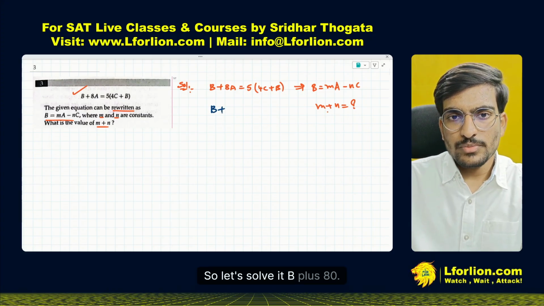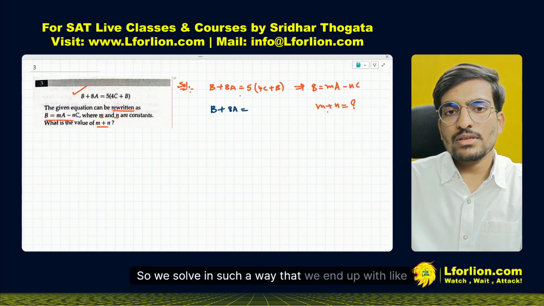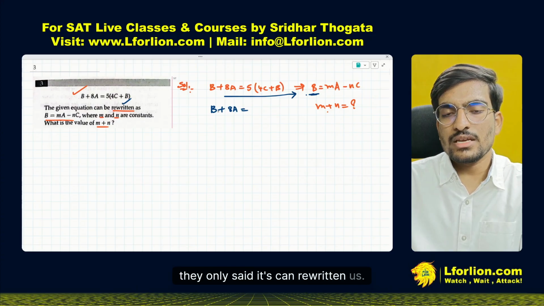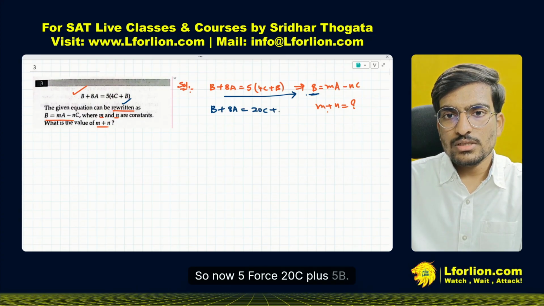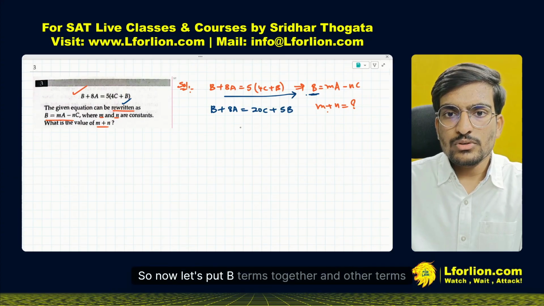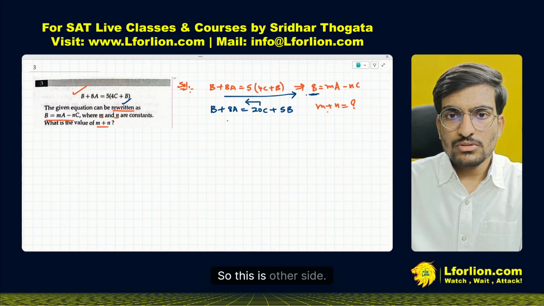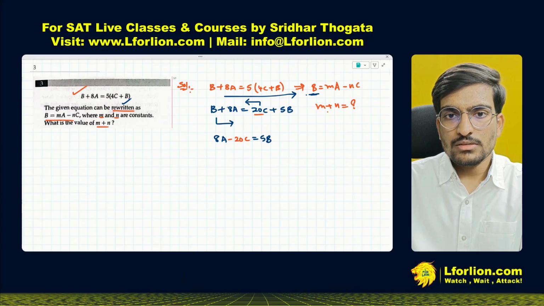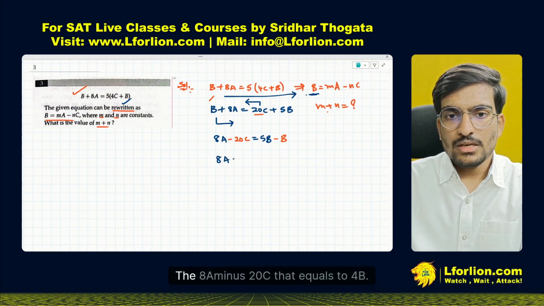So let's solve it. b plus 8a. So we solve in such a way that we end up with an equation like the one they gave, they only said it can be rewritten as. So now 5 times 4c is 20c, plus 5b. So now let's put the b terms together and the other terms on one side. So 8a as it is. When you move positive 20c to the other side, it's negative 20c, and that equals 5b as it is. And when you move b to the other side, this is positive b, it will be negative b. So we end up with 8a minus 20c equals 4b.